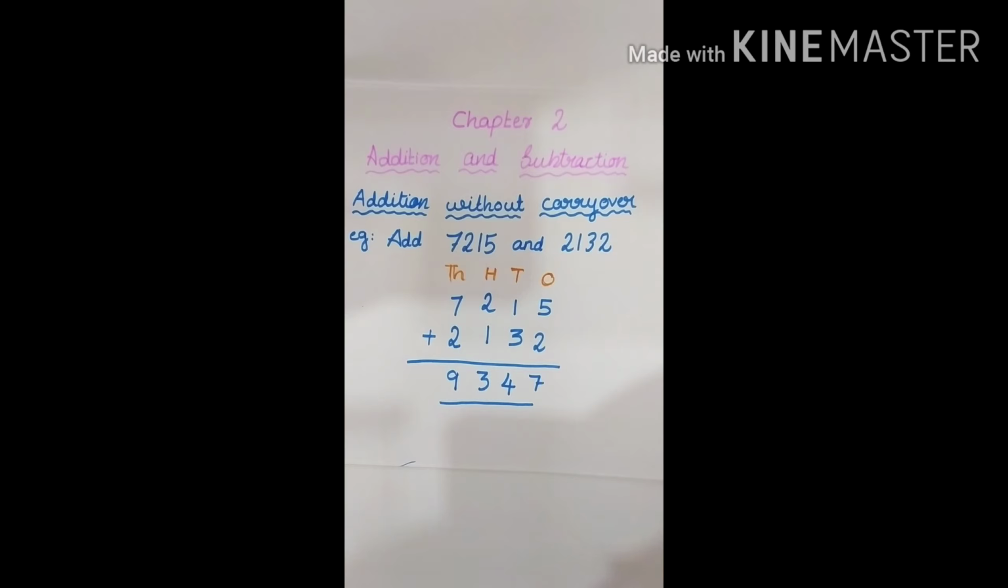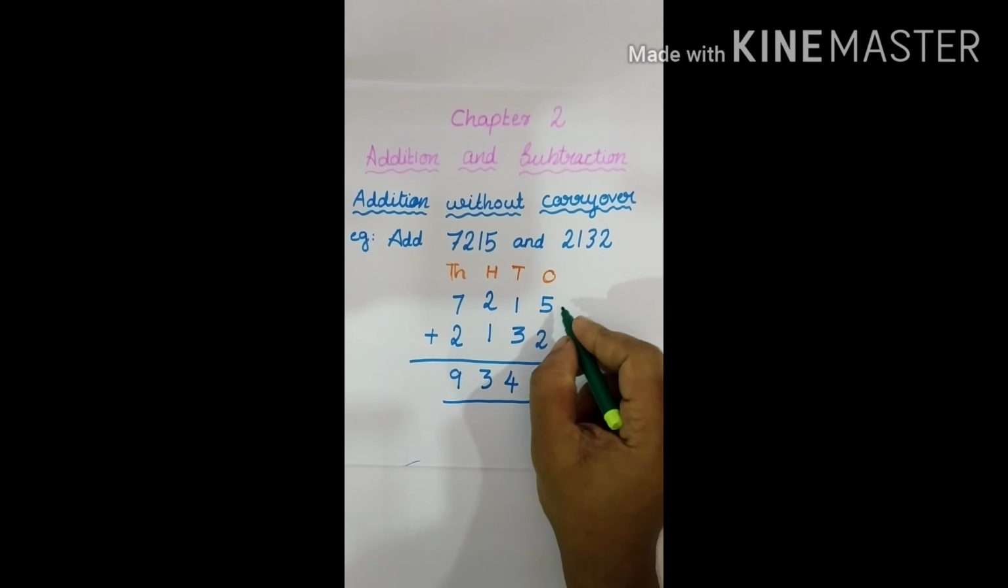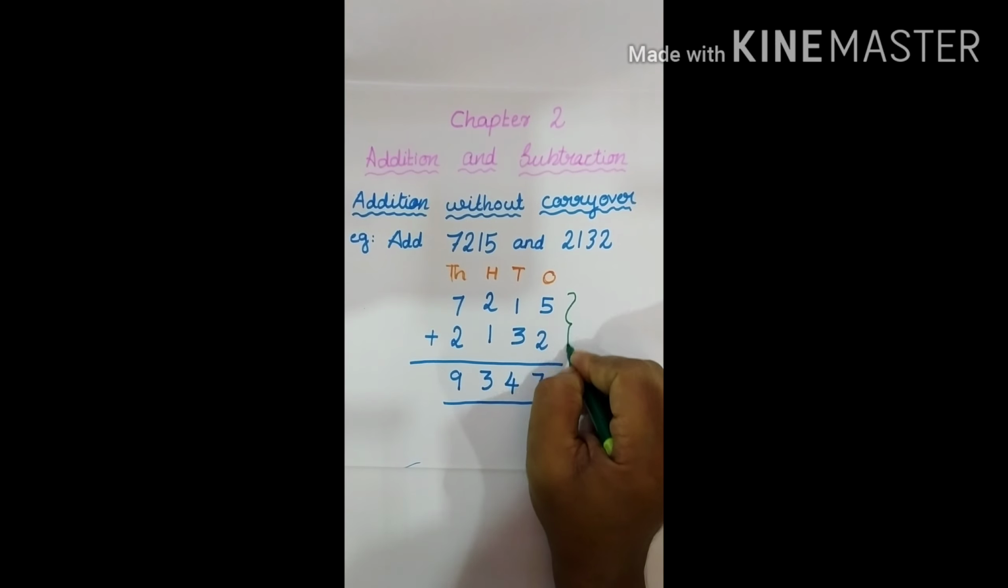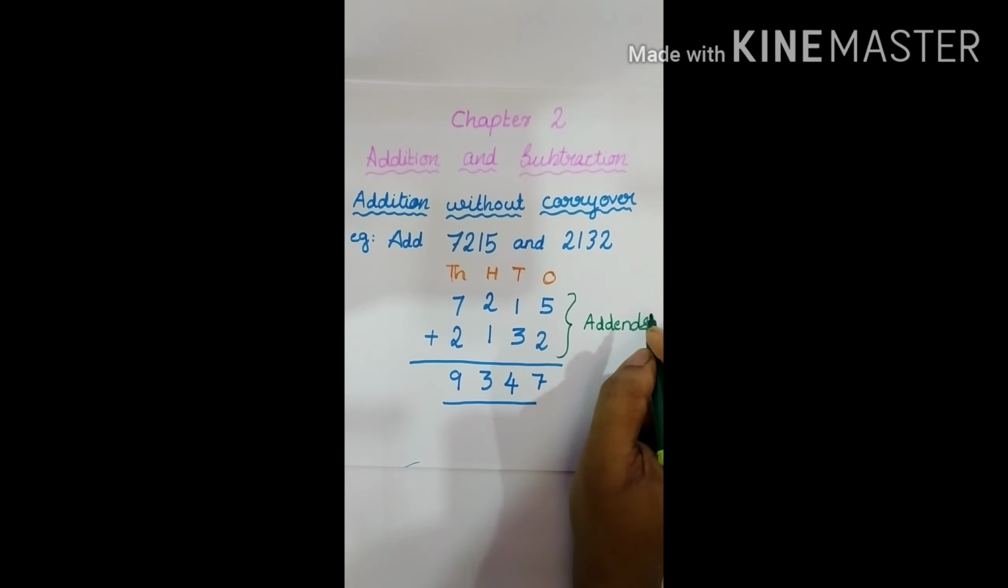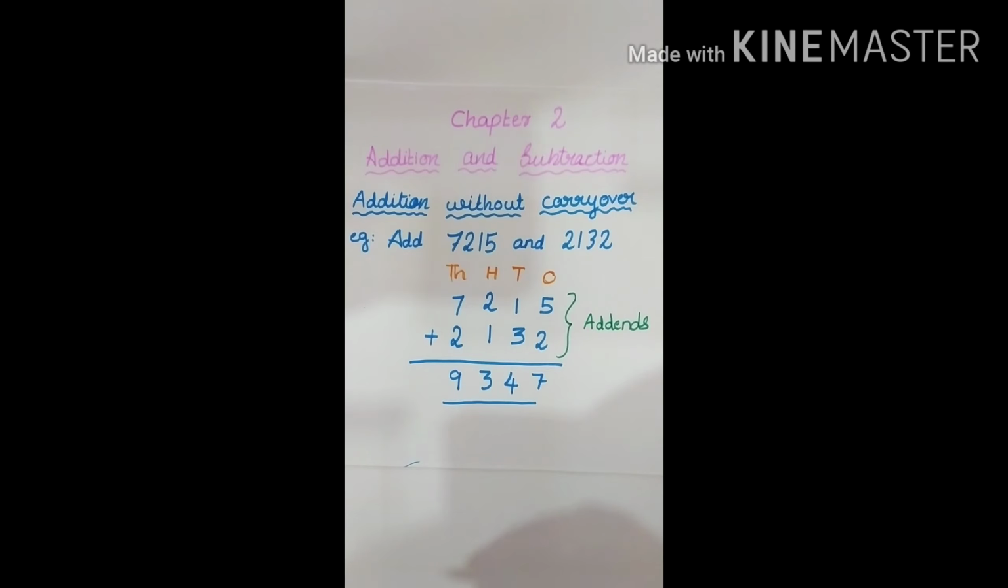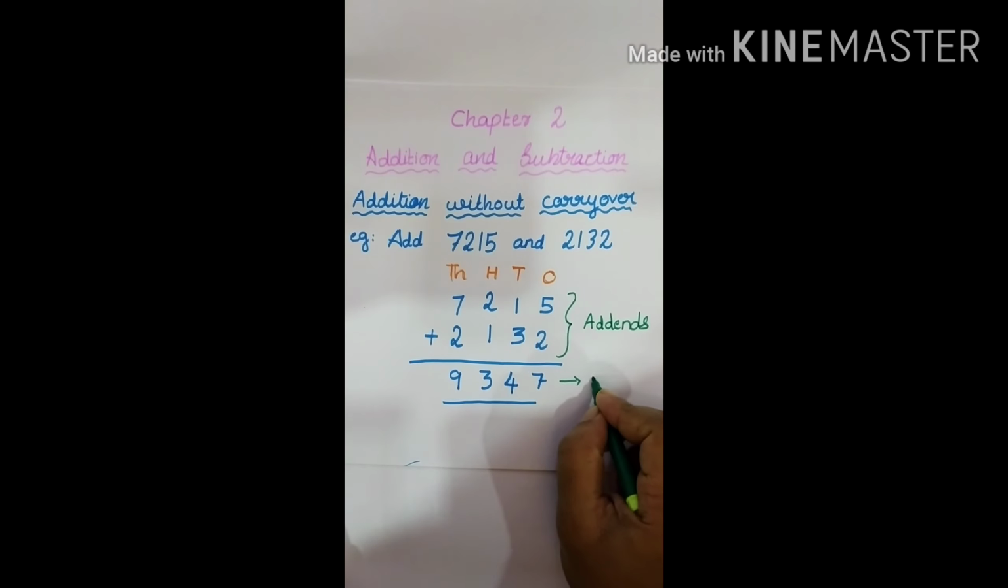Another important thing we have to remember is that the numbers we added are called addends. And the result of addition is called sum.